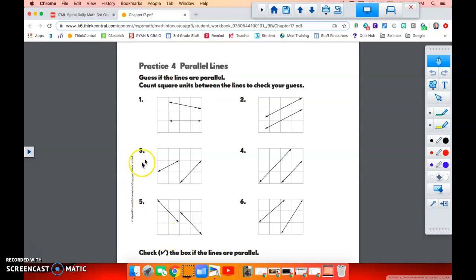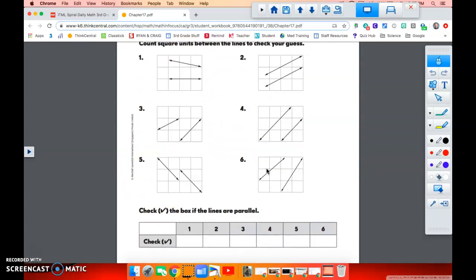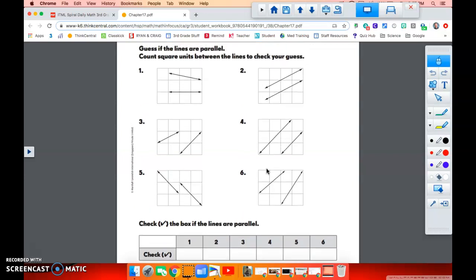So what I'm going to do, as we're looking here at numbers 1, 2, 3, 4, 5, and 6, is put a checkbox in there if they are parallel. So let's just talk about them first.